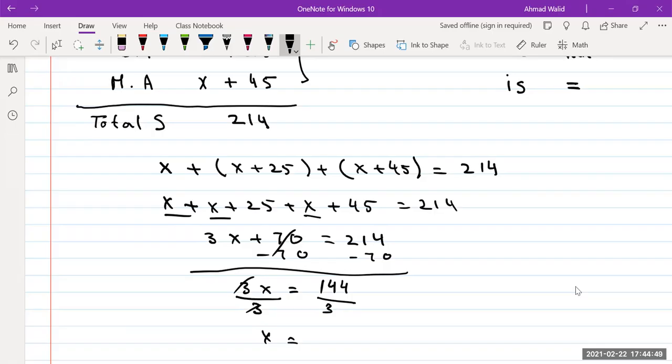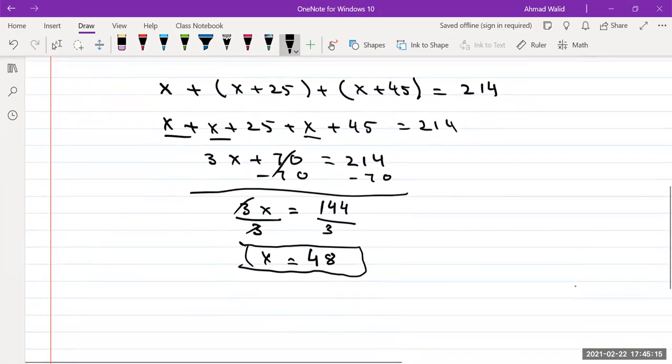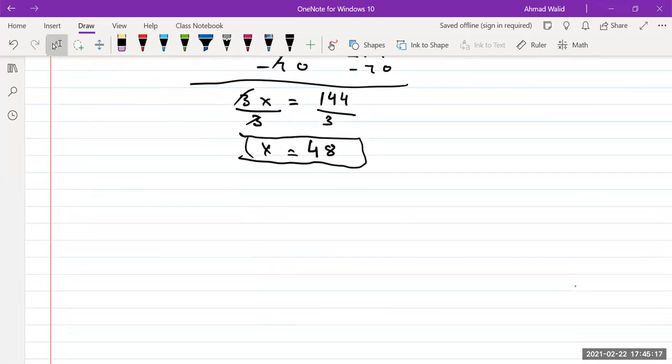I'm sure you know how to know if you can divide this number by 3. If you are not sure, just use the calculator, correct? I divide this by 3, it gives me how much? 48. Correct? Now, I'm not done yet. I only found the value of X, correct? They are asking you about the salary of each person.